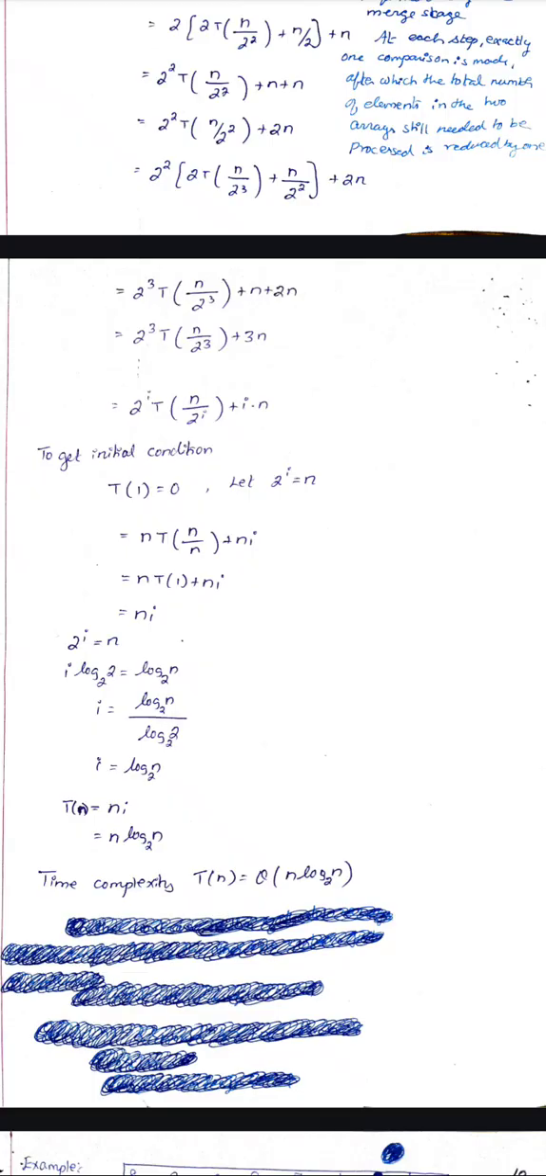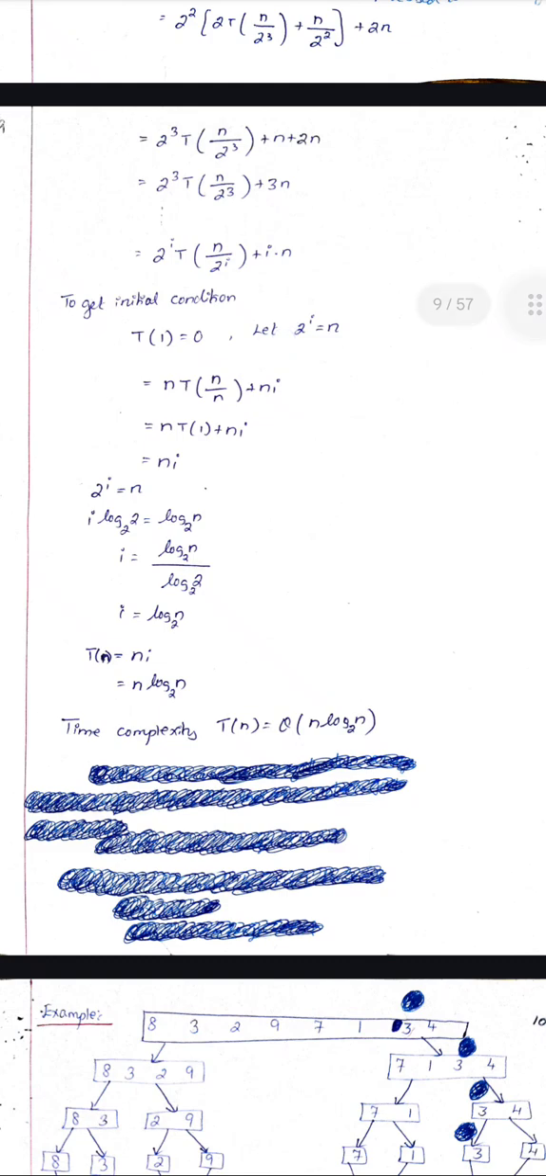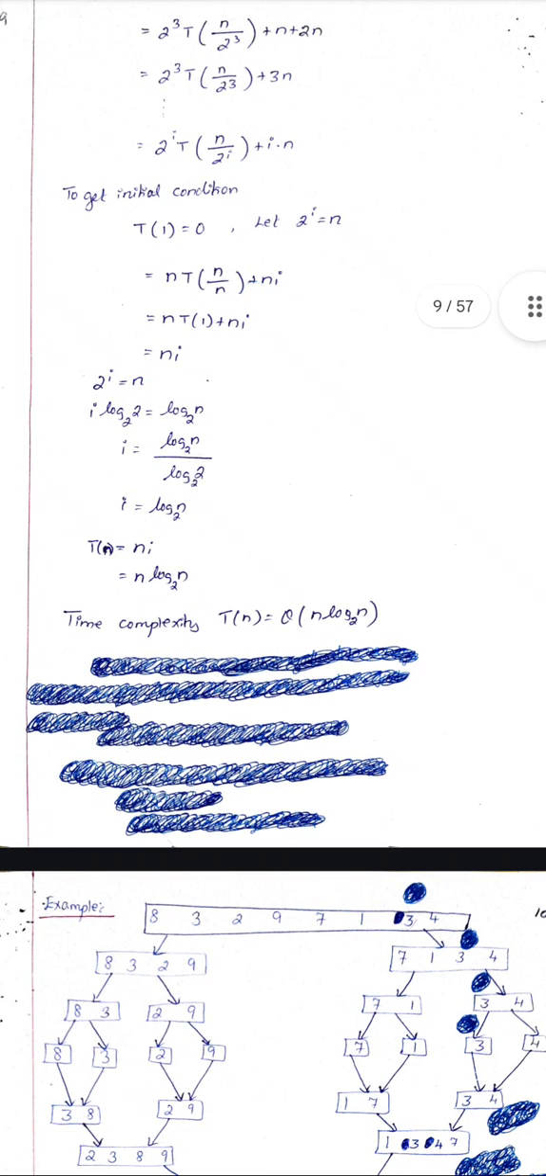T of 1 is 0. So n i. 2 power i is n, i into 2 power i. So i log 2 to the base 2 is equal to log n to the base 2.